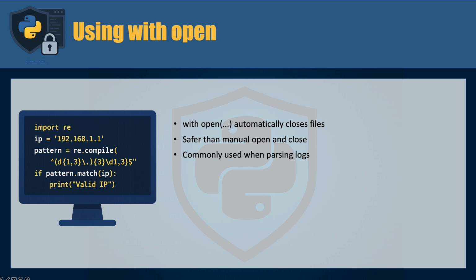The with open method is a context manager that is preferred since it closes files even if errors occur. This prevents resource leaks when working with sensitive logs or configuration files.